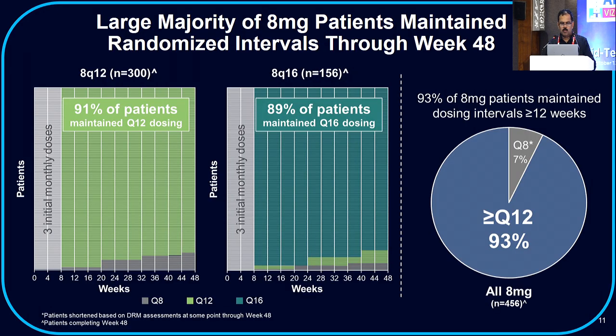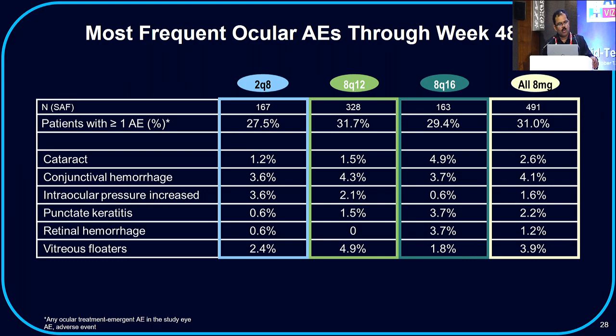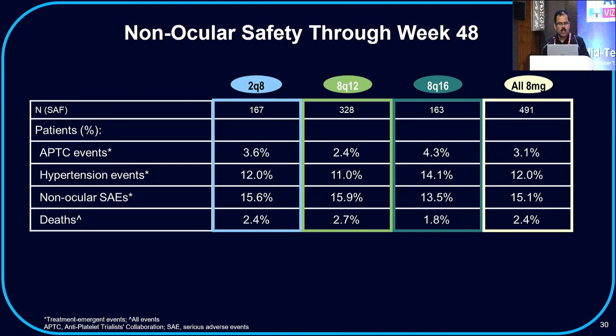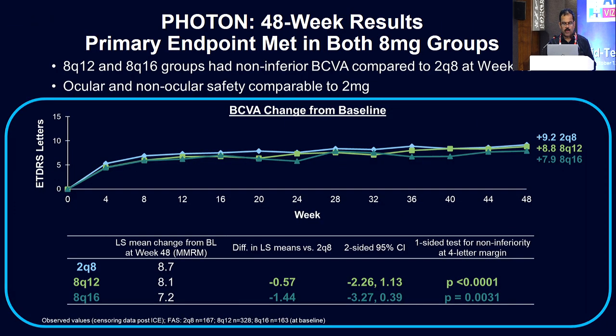All right. A large majority of 8 milligram patients maintained randomized intervals without change. They need not have changed to a reduced or increased frequency of injections. Most frequent ocular adverse events, cataract, conjunctival hemorrhage, intraocular pressure, were almost similar in each. There was 0.6% and 1.2% intraocular inflammation, and non-ocular safety was also all right, in the sense 3.6% of people had thromboembolic events as compared to 2.4 and 4.3 in the other groups.